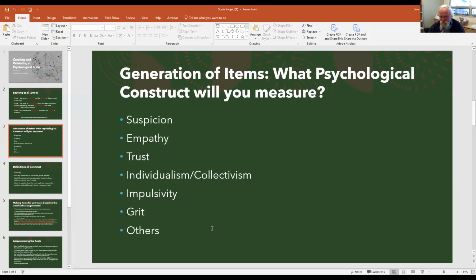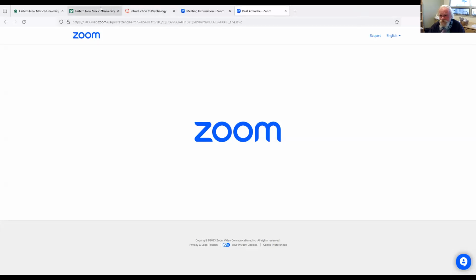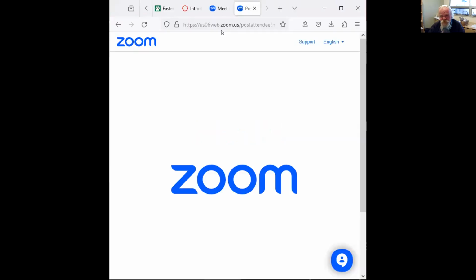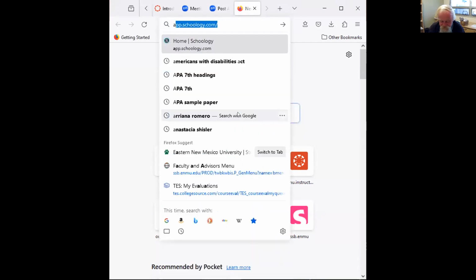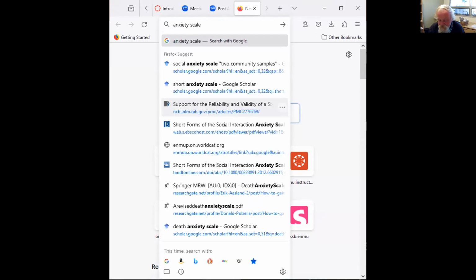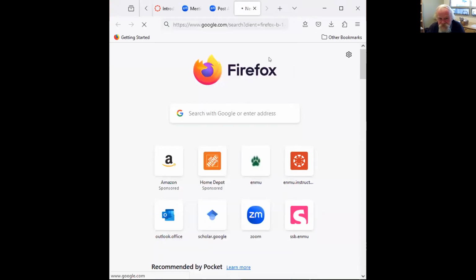So I'm going to pull this down for just a minute, and I'm going to pull up the internet. Let me make this smaller so I can get to the controls here. We're going to look at a scale online just to see what they look like. Okay, so maybe an anxiety scale. All right. So let me look one up and you can see what they look like.